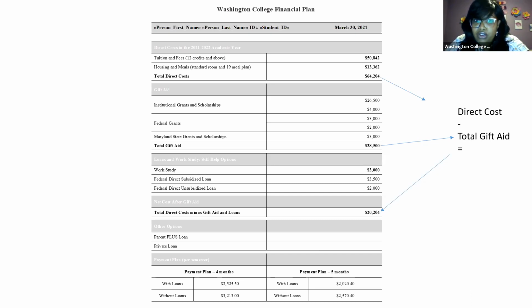And then plus your federal grants, your Pell for $3,000, your SEOG for $2,000, your Maryland State Grant and Scholarship for $3,000. So the total here is $38,500. You notice it's different from that 47, right? Because the next section, we break it down your work study. Your work study is not included in that section because it's not free. Well, technically it is, but you have to work for it, so it's not really free, right? So that work study is on the next section because you have to earn it.